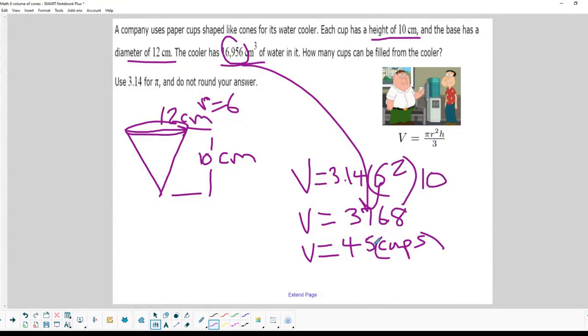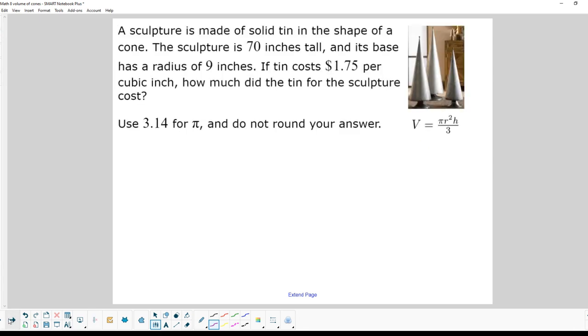All right, so if you have one of those water coolers, you could get 45 cups out of it. Doesn't sound like a lot, but I guess that's still quite a bit if you have kind of a small office crew using this cooler.